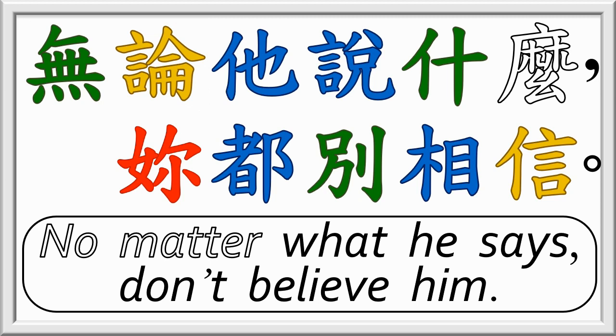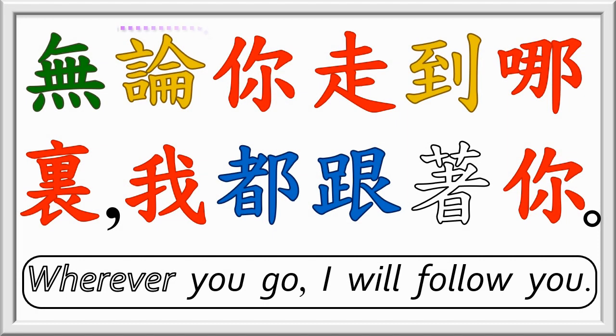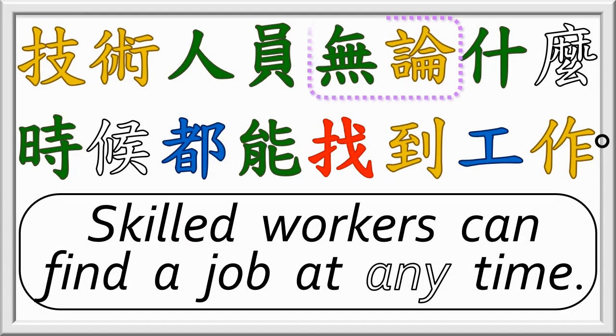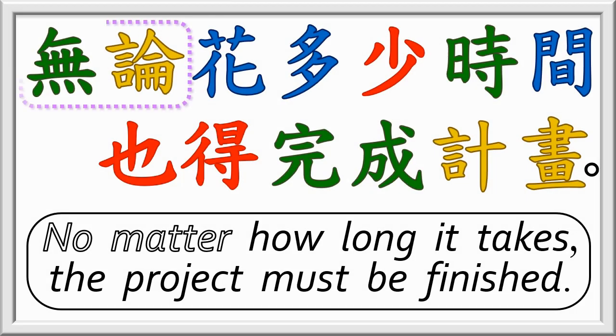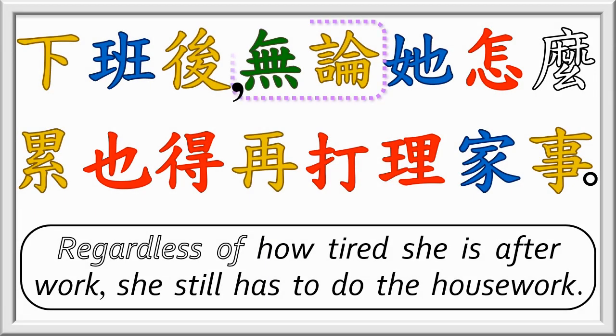无论他说什么，你都别相信。No matter what he says, don't believe him. 无论你走到哪里，我都跟着你。Wherever you go, I will follow you. 技术人员无论什么时候都能找到工作。Skilled workers can find a job at any time. 无论花多少时间，也得完成计划。No matter how long it takes, the project must be finished. 下班后，无论他怎么累，也得再打理家事。Regardless of how tired she is after work, she still has to do the housework.